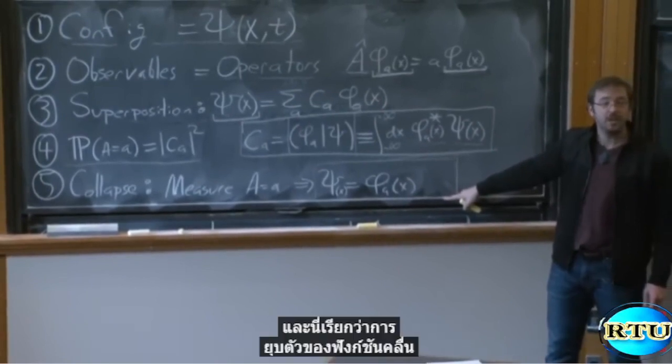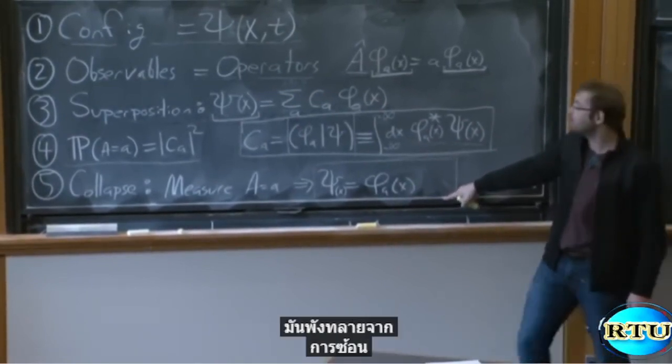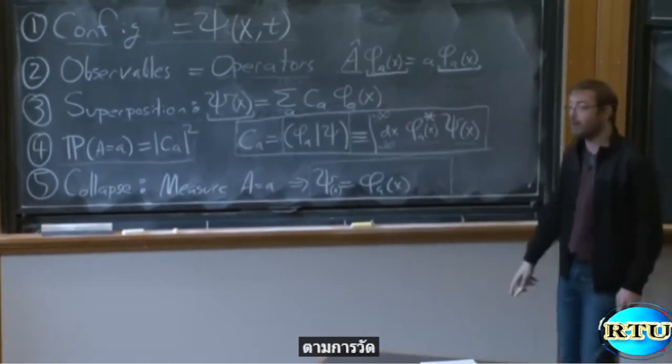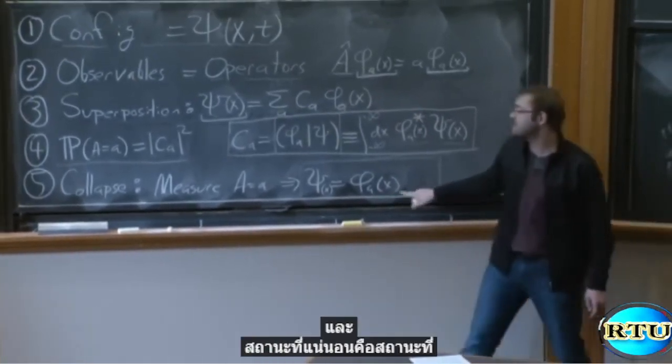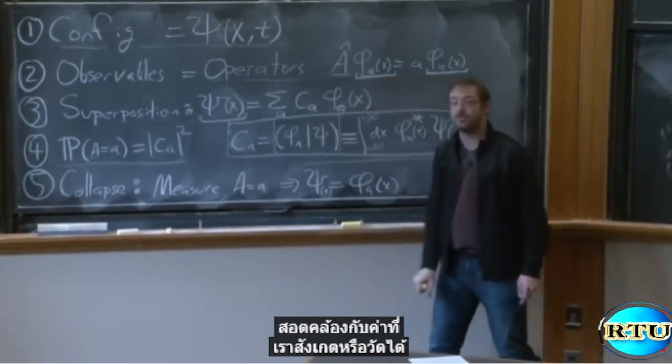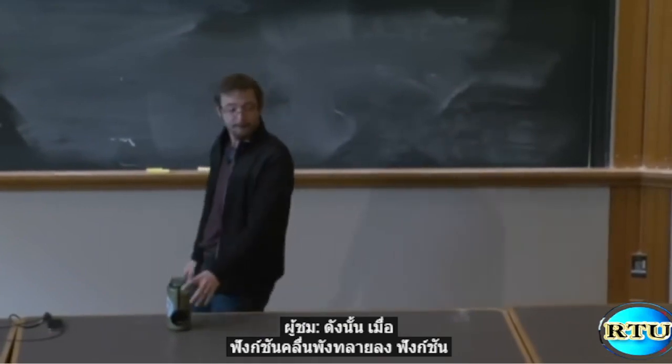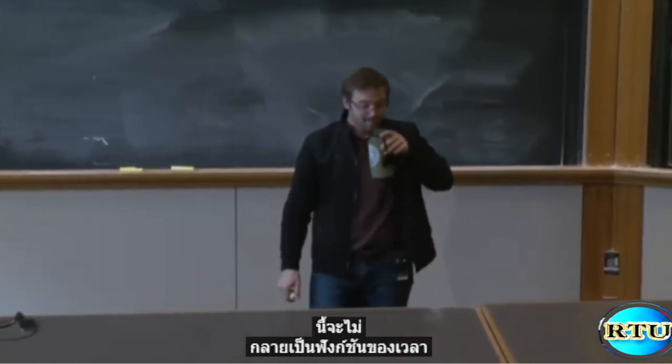Yeah? And this is called the collapse of the wave function. It collapses from being a superposition over possible states to being in a definite state upon measurement. And the definite state is that state corresponding to the value we observed or measured. Yeah? So when the wave function collapses, does it instantaneously not become a function of time anymore?